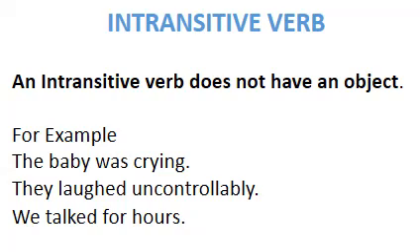We talked for hours. So here talked is the main verb, and for. What is for? Can you please tell me? For is a preposition, and it is a preposition, not a noun or pronoun. If a preposition comes after the main verb, it will be your intransitive verb.